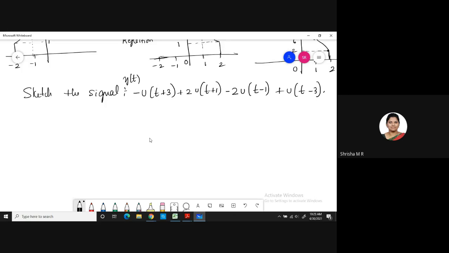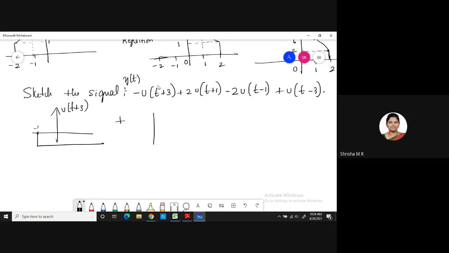Whenever you have a problem like this, you people know, right, what is u of t plus 3? U of t plus 3 means from where will the signal start? At -3. U of t plus 3 means it will start from -3. What is the amplitude here? -1, correct? So the signal will be like this, for minus u of t plus 3.